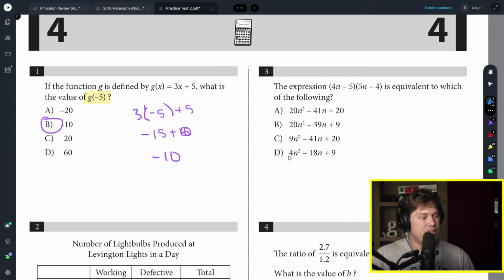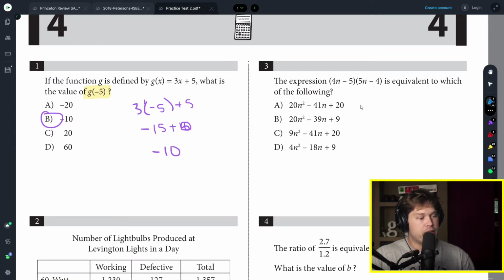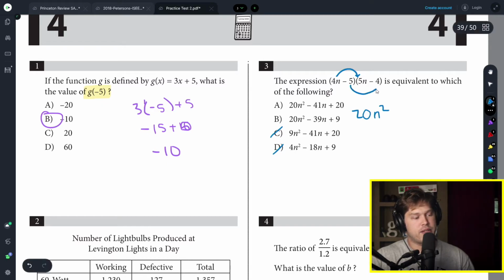Number 3, the expression 4n minus 5 times 5n minus 4 is equivalent to which of the following? So here we have two terms that are being multiplied, so we're going to have to FOIL these. First times the first, that's of course 20n squared. So we can already mark out C and D. And then notice this. Our last times the last, negative 5 times negative 4, is going to be plus 20. So our answer we can already deduce is going to be A.